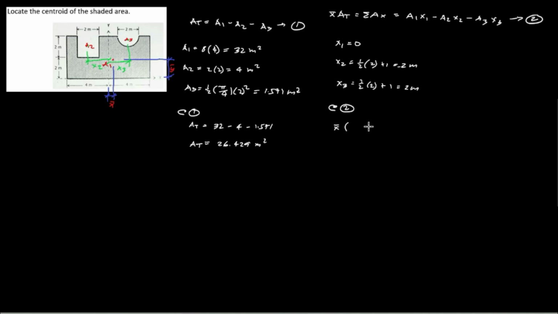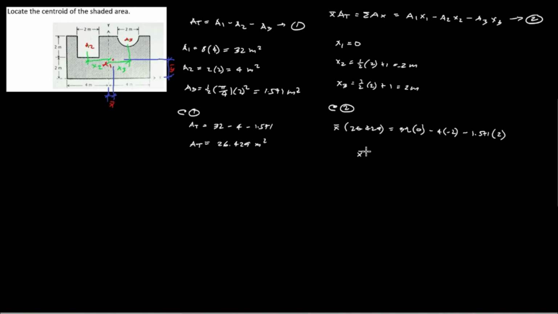x bar multiplied by the total area, which is 26.429, is equal to a sub 1, 32, multiplied by x sub 1, or 0, minus area sub 2, which is 4 square meters, times x sub 2, that's negative 2, and minus a sub 3, or 1.571, and the distance x sub 3 is also 2 meters.